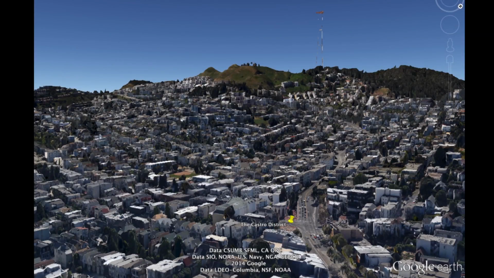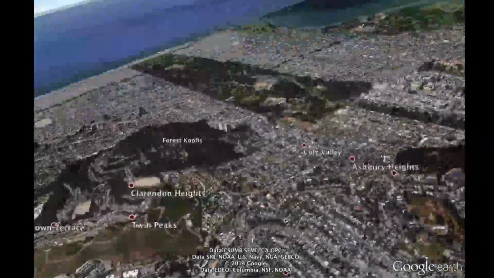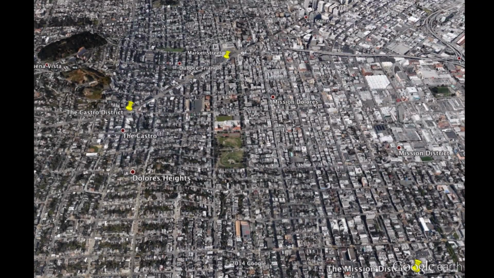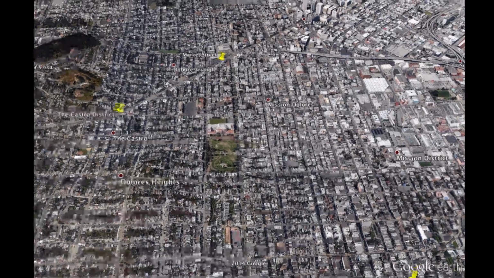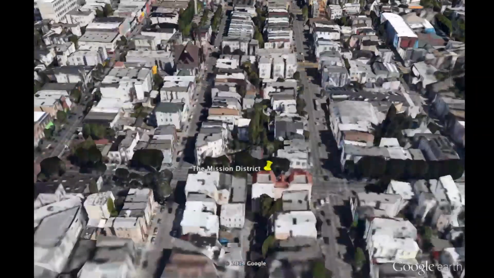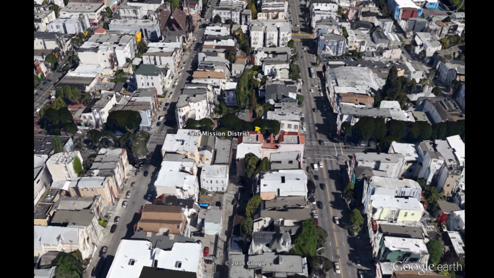And then the second neighborhood is the Mission District, a neighborhood south of San Francisco, where a concentration of Mexican immigrants have historically come, in the same vein as Chinatown. They have reinforced their identity through art that is visible to everyone on the streets, and also through the types of food that are served and available to them.